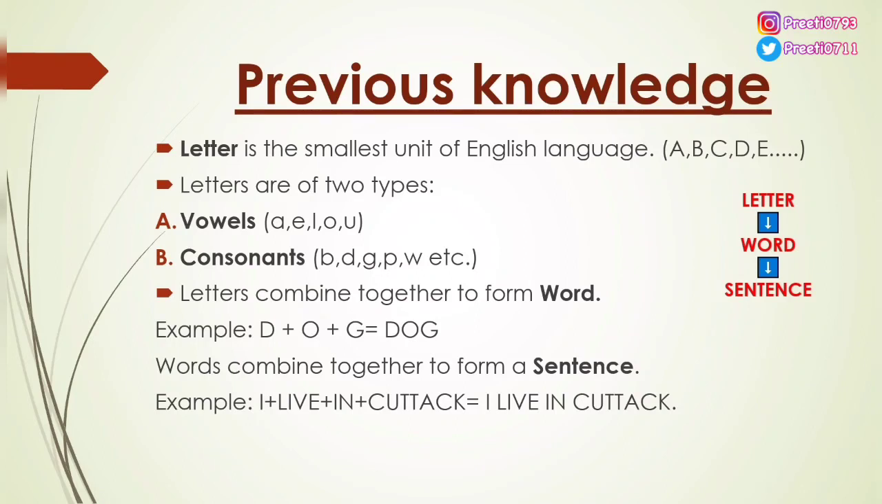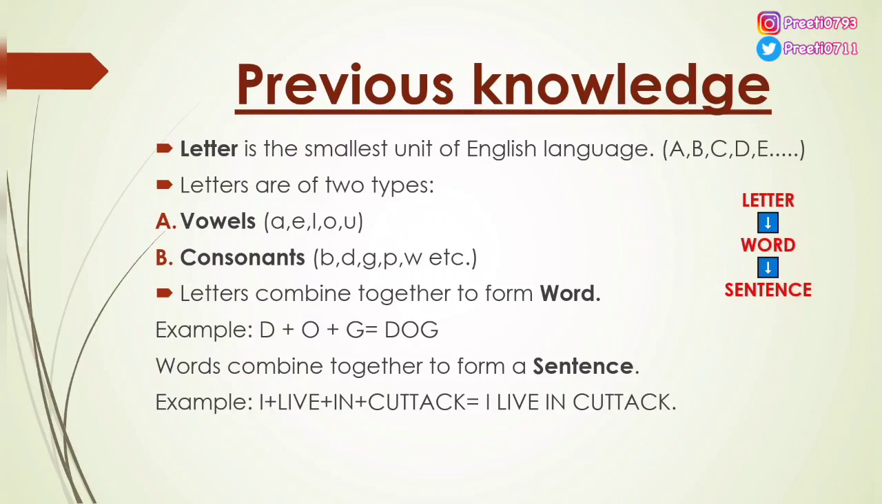The first type is vowels. We have vowel sounds A, E, I, O, U. Second, we have consonants. Now further it says that letters combine together to form words. For example, if I combine the letters D, O, G in a set pattern, then it creates the word dog, which is a meaningful word.